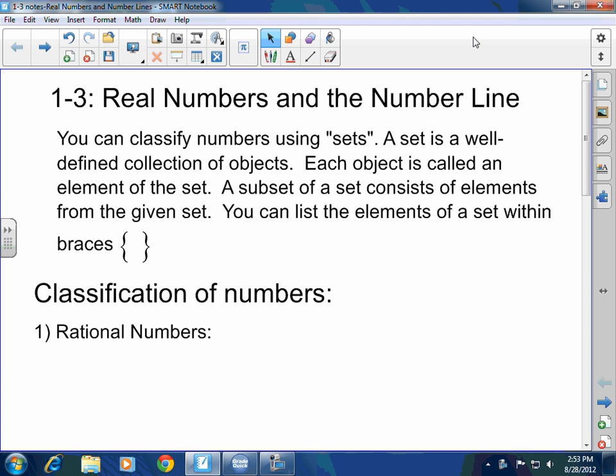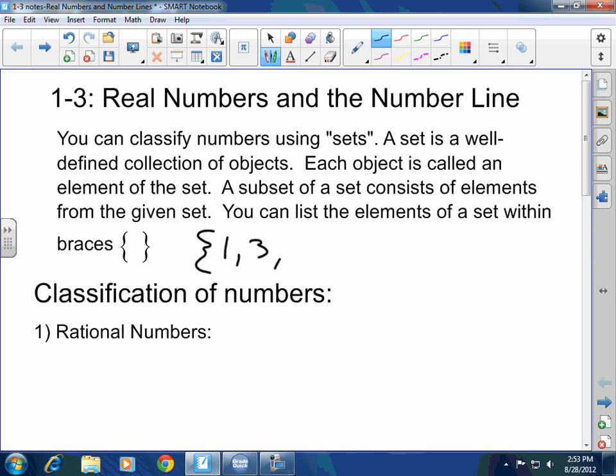When you classify numbers using sets, a set is a well-defined collection of objects. Each object is called an element of the set. A subset of a set consists of elements from the given set. You can list the elements of a set within braces. For example, a set of the first 5 odd numbers: 1, 3, 5, 7, and 9. Okay, that is a set. Now, there are 1, 2, 3, 4, 5 elements in this set.